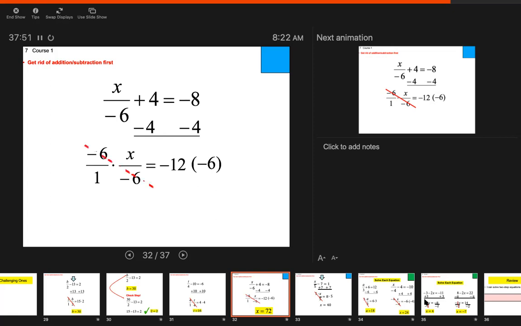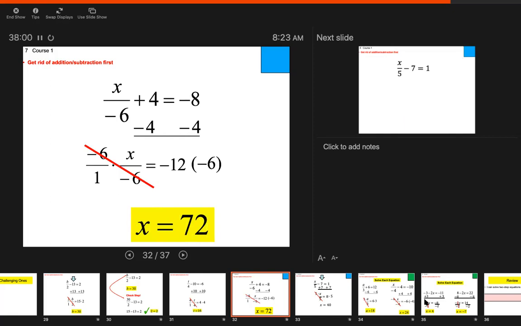All right, -6 is canceled. What's a negative times a negative? Positive what in this case? 72. Let's go. Be ready for slightly ugly numbers tonight. It won't be that ugly. You won't have triple digit numbers, but you might have some larger numbers than what we're doing here in class.